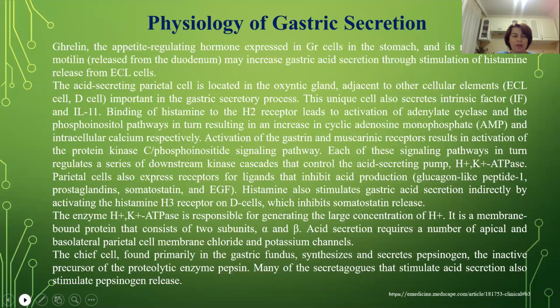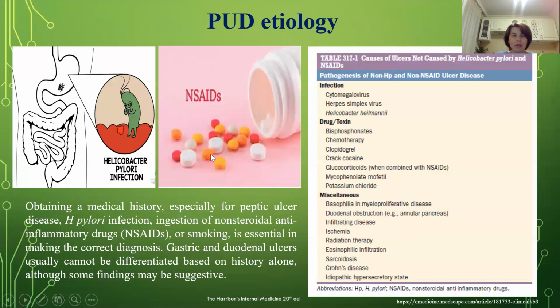The chief cells, found primarily in the gastric fundus, synthesize and secrete pepsinogen, the inactive precursor of the proteolytic enzyme pepsin. Many of the secretagogues that stimulate acid secretion also stimulate pepsinogen release. There are two major forms of peptic ulcer disorder, either gastric or duodenal.